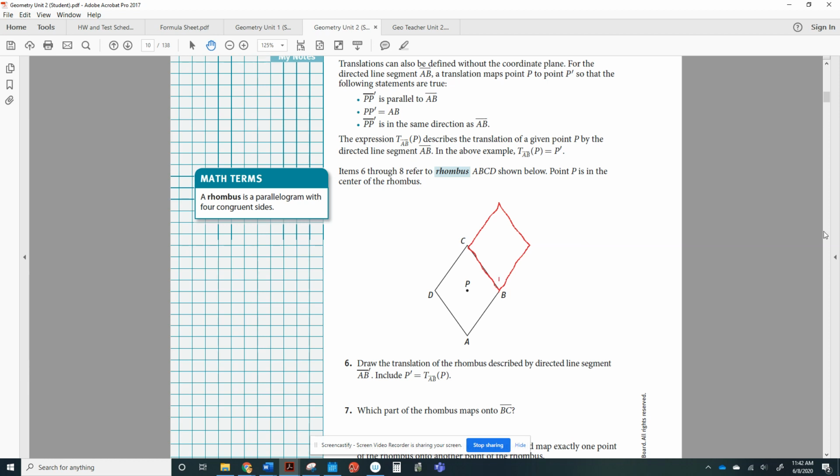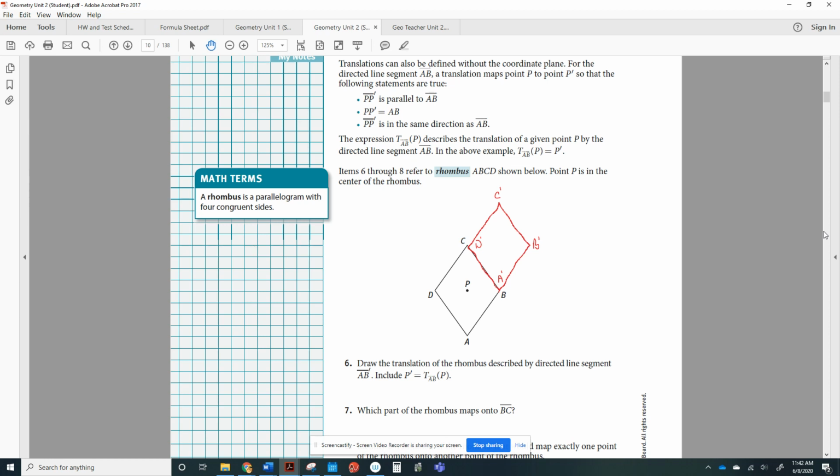So our image has the ordered pair. This is now A prime because A was here and I moved it until it corresponded with B. So that's A prime. This is B prime. This is C prime, and this is D prime. And of course, P moved also. Okay, so here's what it says that's true about the distance from P to P prime.